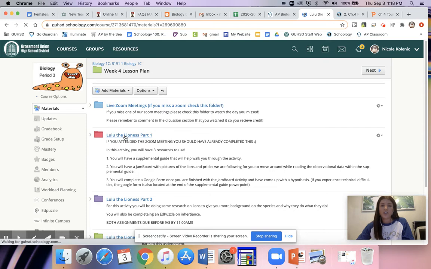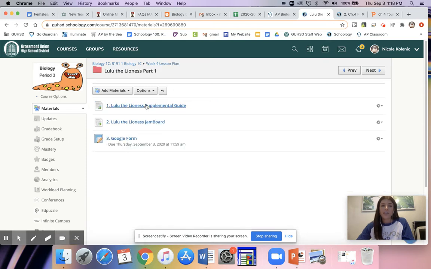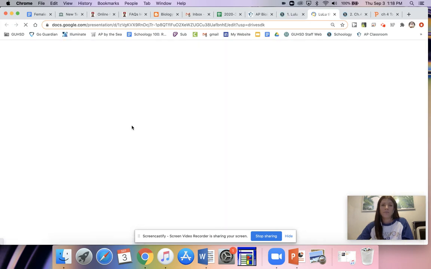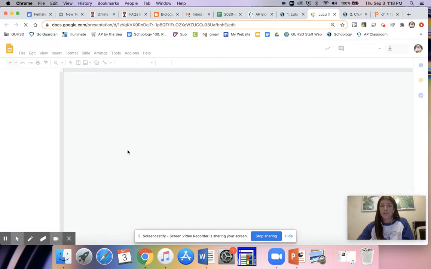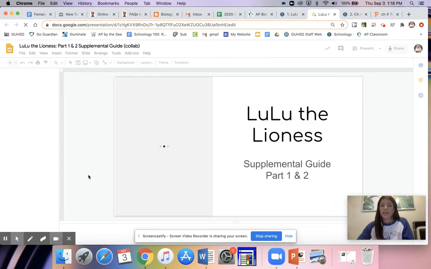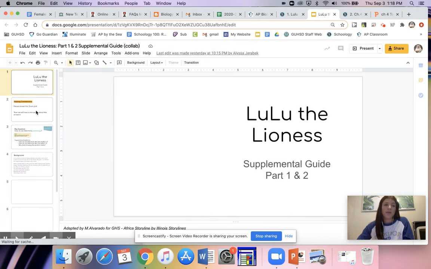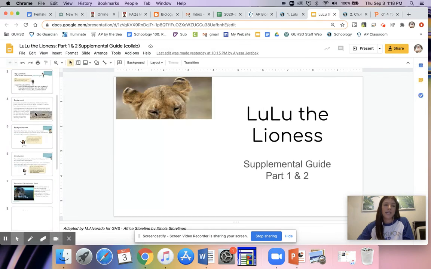Now, once you've watched the Zoom, you're going to come in here. You're going to have 3 different things. So first thing is your supplemental guide. When you open up the supplemental guide, here we go. It's going to be a PowerPoint. So I go through this PowerPoint in the Zoom. So again, watch the Zoom and you'll see me walk through this PowerPoint. And we're going to go over what we are doing for the day.